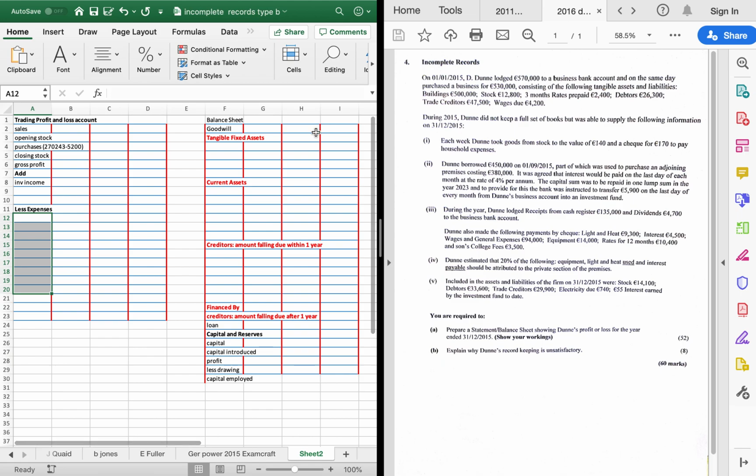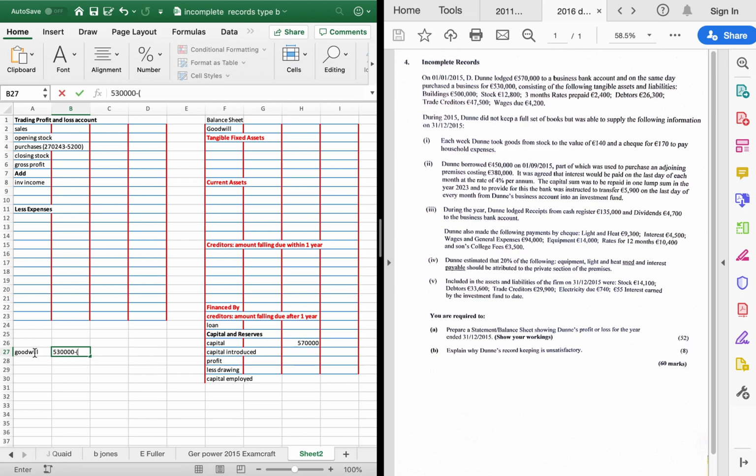All right, so it's the same job as the last time. We'll start at the top and work our way down. On the first, he lodged 570. So that's our capital. We'll get that in. On the same day, he buys a business for 530. So we're going to use that to work out our goodwill. So goodwill is the 530, and we're going to take away the value of the business.